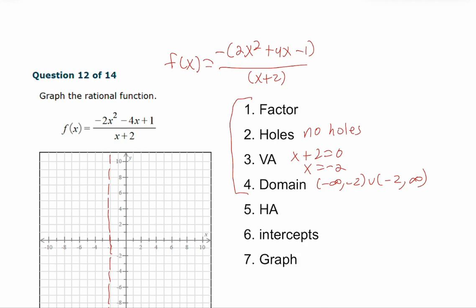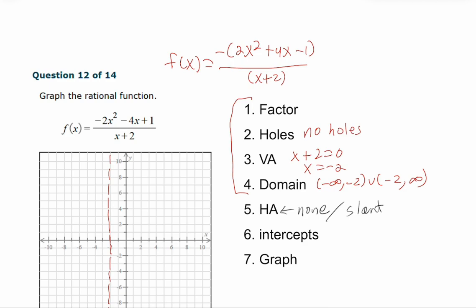Now that we've got that, here's the first one we've come across where the top power is exactly one more than the bottom. What's powerful about that is we do not have a horizontal asymptote. We have something called a slant. So let's talk about how we find that slant asymptote.